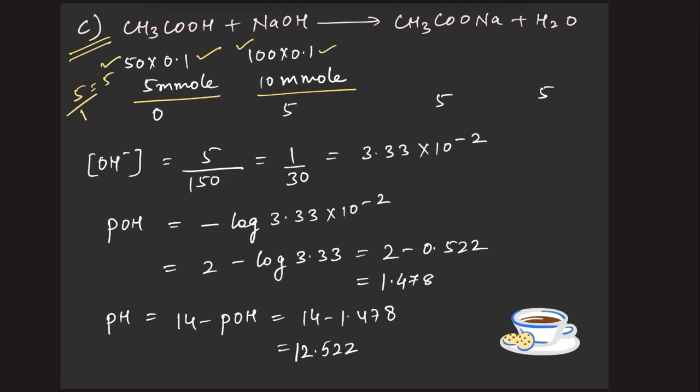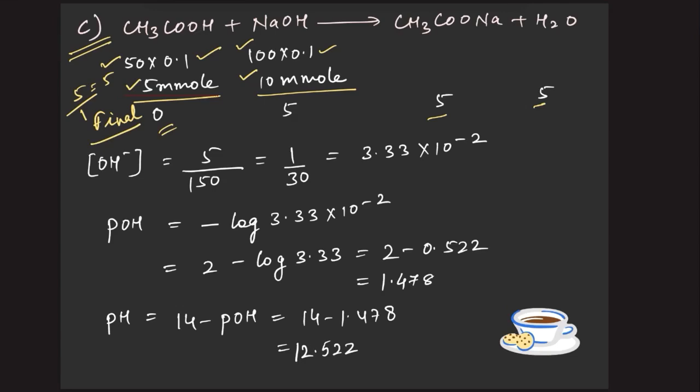This value is the least for acetic acid. So here acetic acid becomes the limiting reagent. So 5 millimoles of acetic acid reacts with 5 millimoles of NaOH to give 5 millimoles of sodium acetate and 5 millimoles of water. So what will be the final concentration of acetic acid here? Final concentration of acetic acid will be 0, because all the acetic acid has reacted.